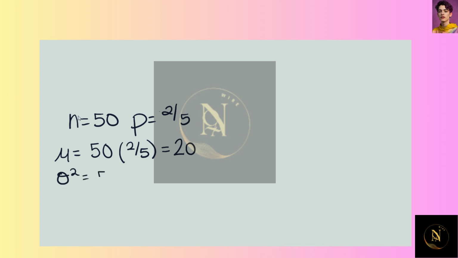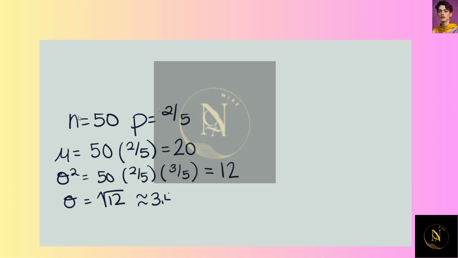The variance would be 50 times 2/5 times 1 minus 2/5, which would be 3/5. We know that 2/5 plus 3/5 would equal 5/5, so our goal would be to get that to equal 1. So we get 12 here. And the standard deviation would be the square root of 12, which is about 3.46.